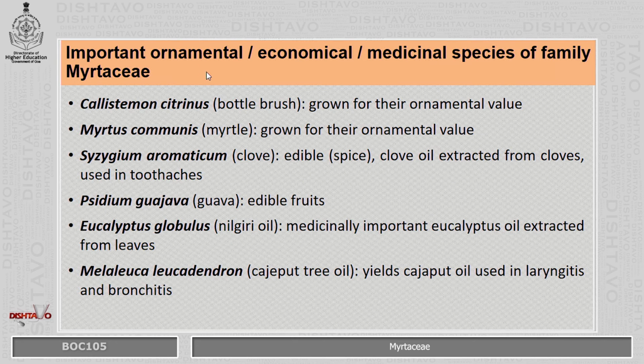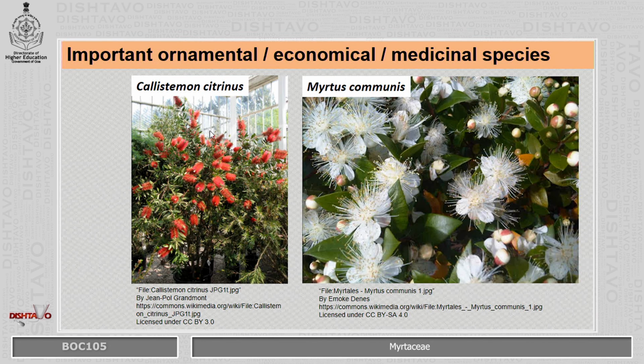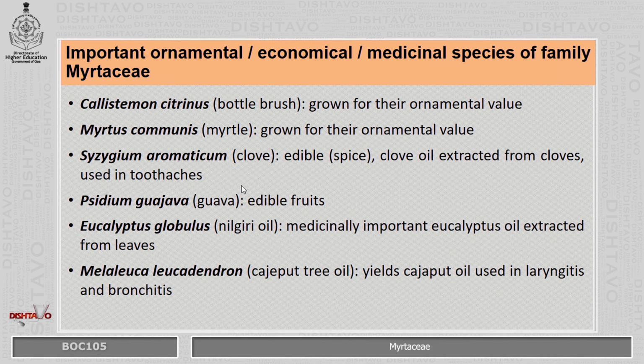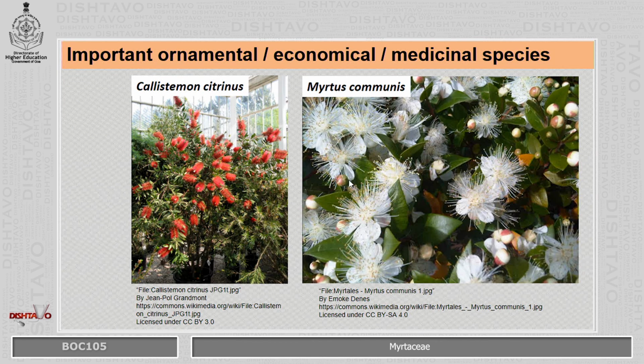Coming to the important ornamental, economical and medicinal species of family Myrtaceae. Callistemon citrinus is also known as bottle brush. There is one more species, Callistemon lanceolatus, also known as the bottle brush plant. This is commonly grown in the gardens for their ornamental value. You can see here Callistemon citrinus. They are ornamental plants. Myrtus communis, also known as myrtle, is grown for its ornamental value in the gardens. These are the flowers of Myrtus communis, beautiful white color flowers, and that's why they are grown in the gardens for their ornamental value.